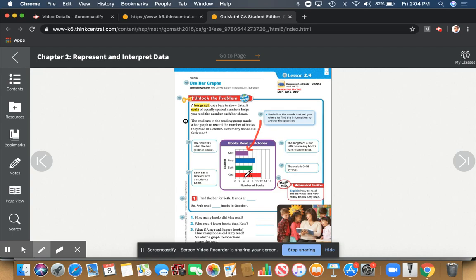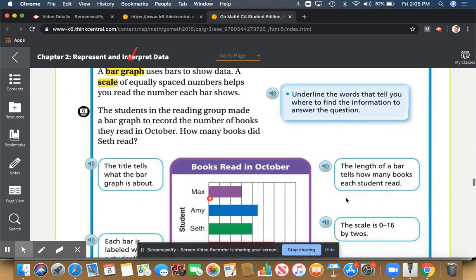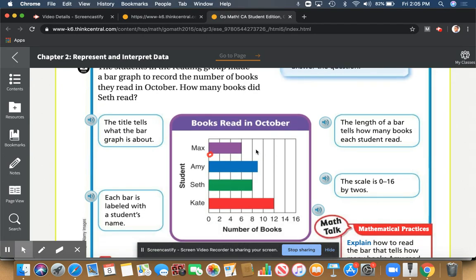All right. Now, a bar graph uses bars to show the data, and they use a scale of equally spaced numbers. So you can see here that Kate has read 12 books because we have the number 12 right there. Taking a look at this bar graph, guys, we have books read in October. We can look at the bar graph and just look to the farthest point over here and see that Kate read the most books.